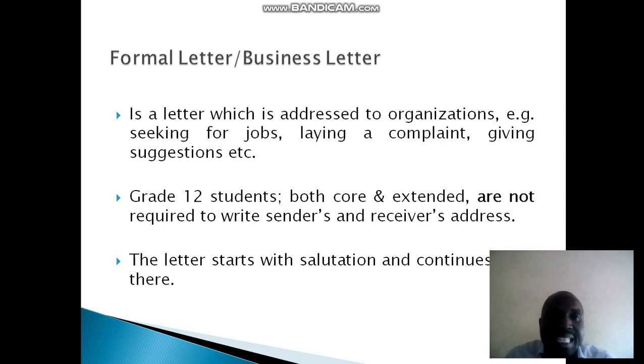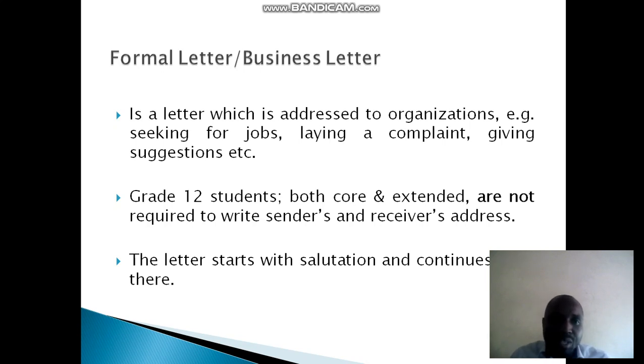A formal letter is a letter which is addressed or written to organizations when you are seeking jobs, laying a complaint, or giving suggestions, etc. It depends on what the reasons are for writing that formal letter, so long as this letter is being addressed to any organization.